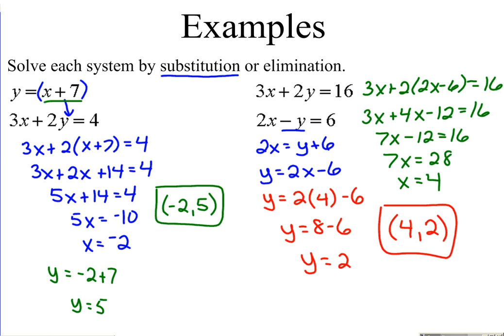There's our solution. If we were to look at the graphs of each of these equations, I would find that this first system intersects at the point -2, 5. The second system intersects at the point 4, 2. Remember, when you're solving a system, you're finding that point of intersection, which is why you should be listing it as an ordered pair.